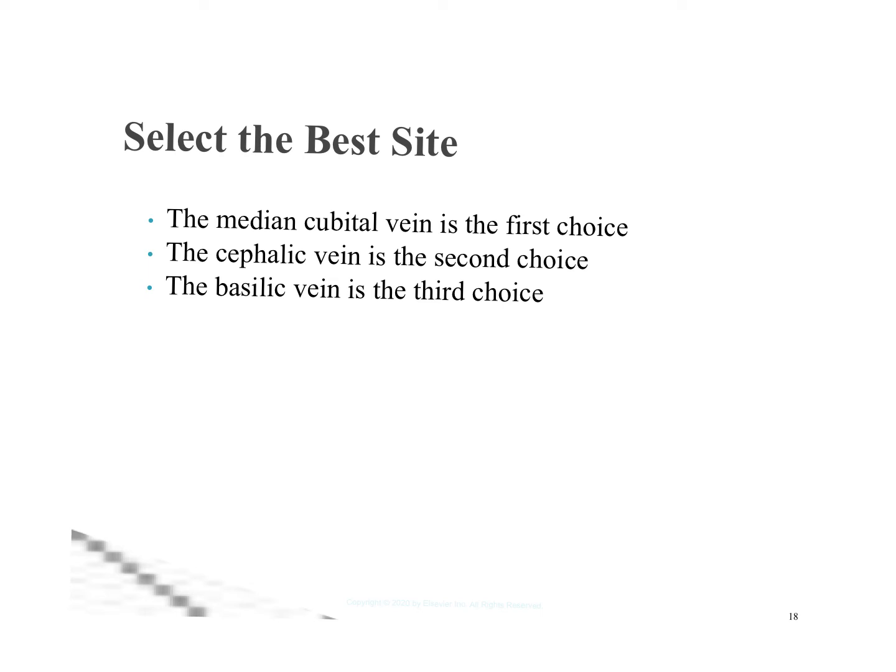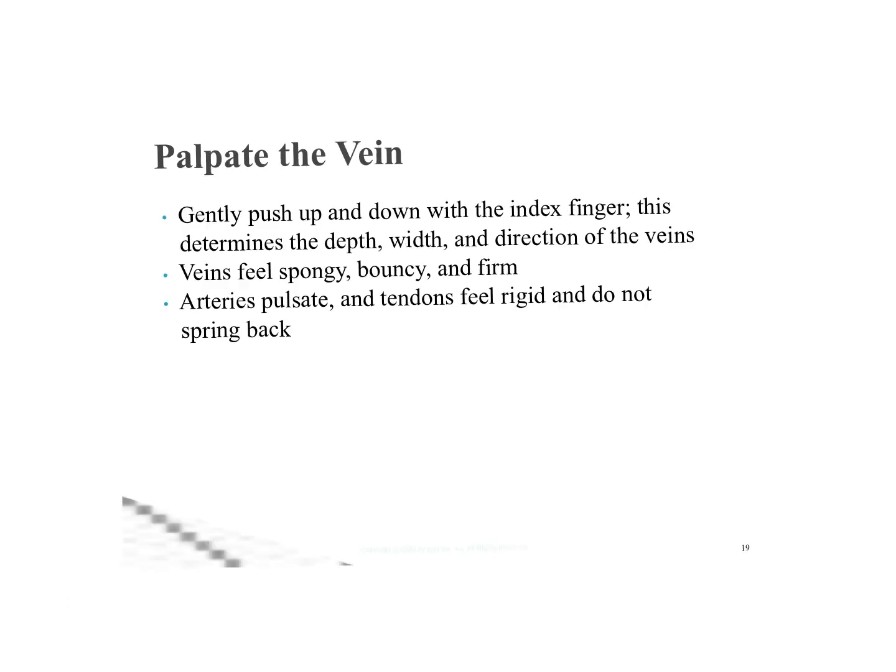We need to make sure we select the best site. The median cubital vein is the first choice. The cephalic vein is the second choice. The basilic vein is the third choice. And again, the basilic vein would be the absolute last choice if nothing else is good, because it falls very close to the brachial artery and nerves that are running along that side.